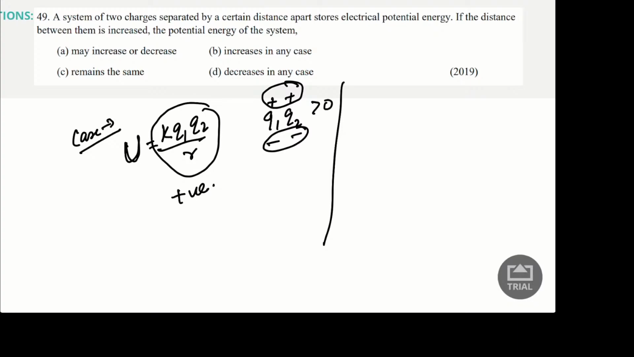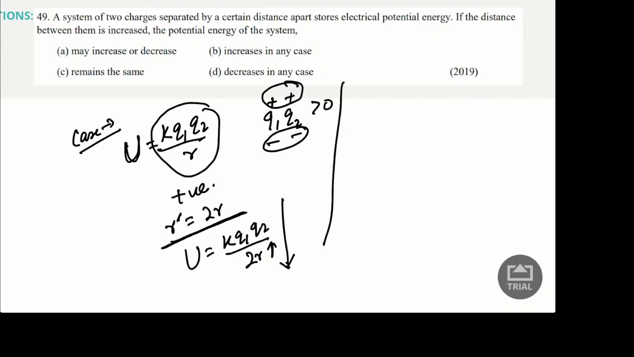Now, if I increase R to 2 times, what will happen? K Q1 Q2 by 2R. If the denominator increases, the whole thing goes down. Clear? This is the first case. When both are positive or both are negative, if I increase the distance between them, the potential energy decreases. Correct? What about case 2?